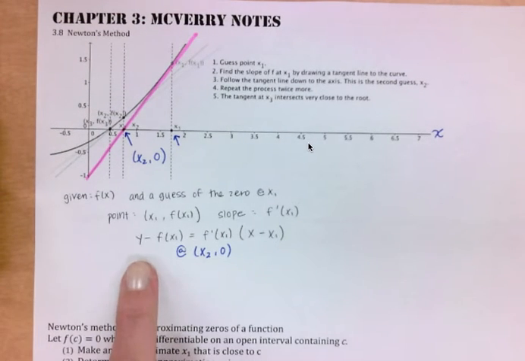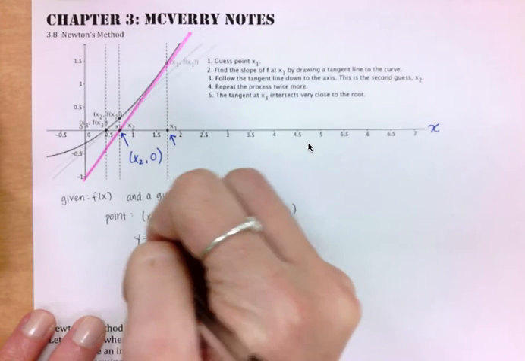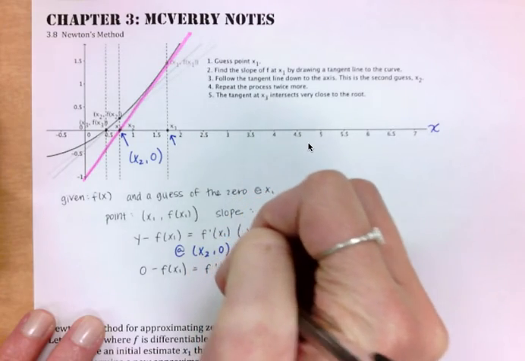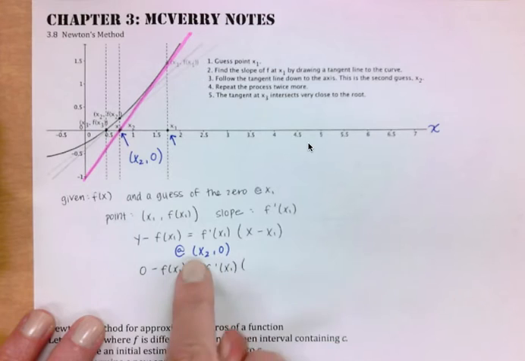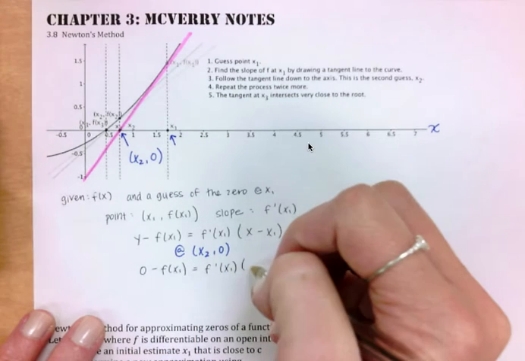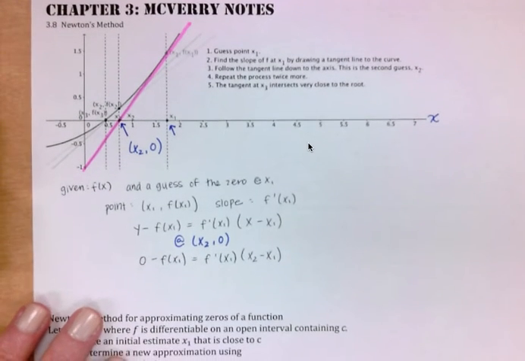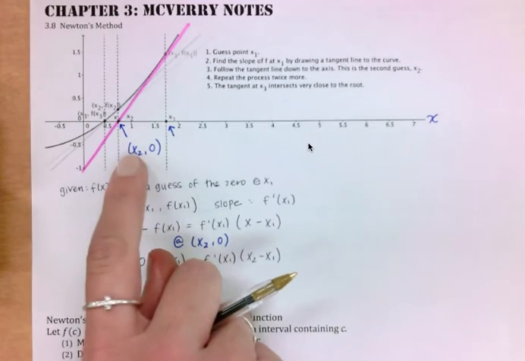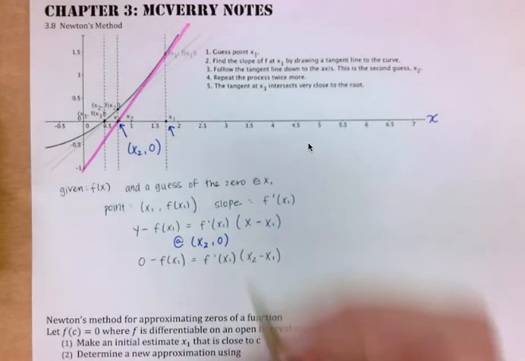So your y value here is 0. So 0 minus f of x1 equals the derivative at x1 times your x value, which we're plugging in as x2, minus x1. Again, our whole goal is to find that value x2, so we want to isolate that x2. So you just do all your algebra.